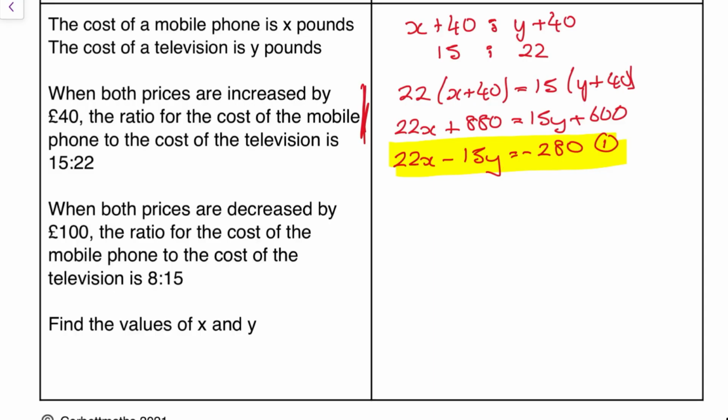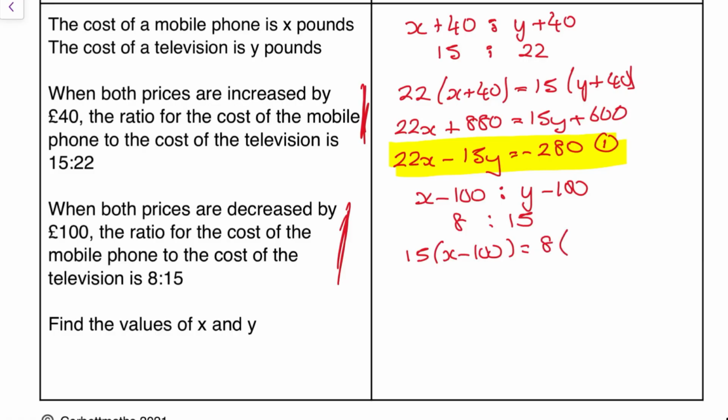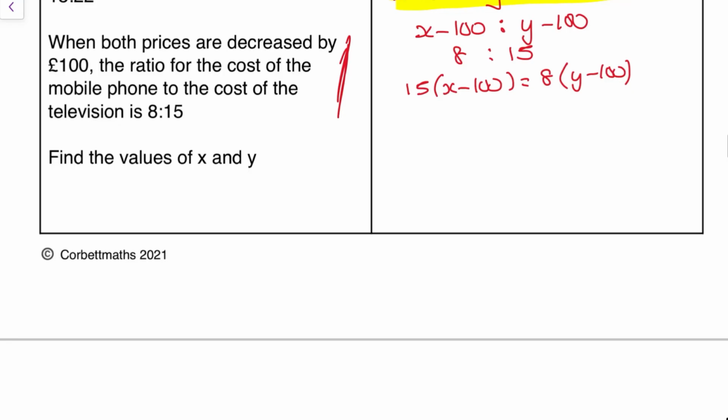Okay, next one. So I'm now looking here. So when both prices are decreased, oh, this is clever. Okay, so now x minus 100 mobile phone ratio with y minus 100 is equal to the ratio of 8 to 15. So similar idea. So 15 times x minus 100 is equal to 8 times y minus 100. Let's just move up a bit.